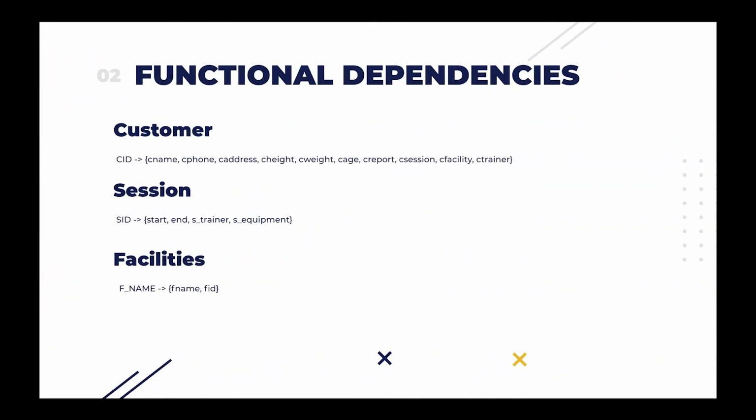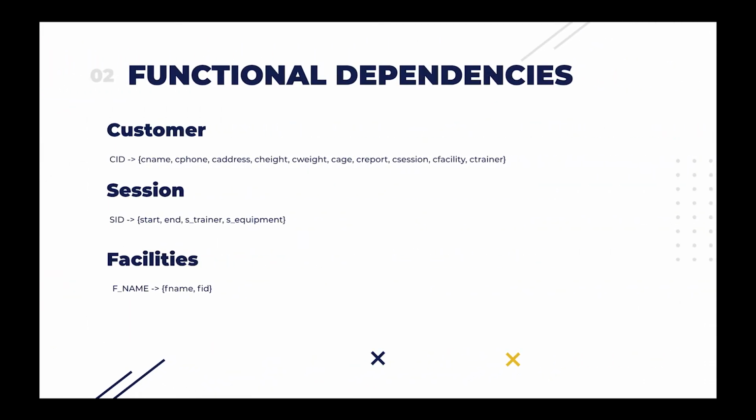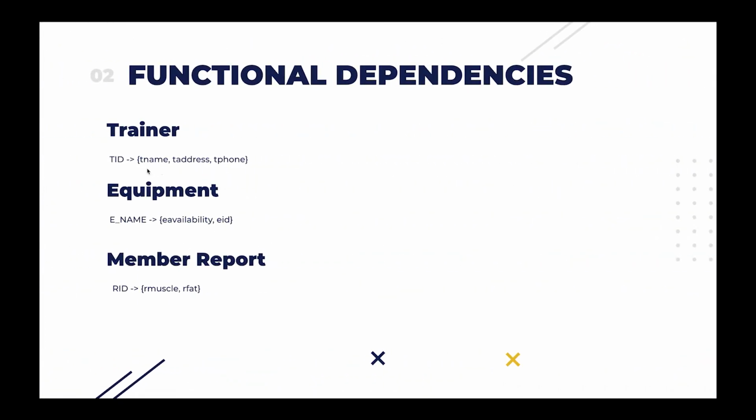So let's go to the functional dependency. Functional dependency of the customer: CID alone can determine all other attributes contained in the customer. Session ID, SID, can determine the other attributes in the session. F name can also determine the other attributes in the facilities. Trainer, TID, can determine the other attributes in trainer. Equipment, E name, equipment name, can determine the other attributes in the table. And last one, ID can determine all other attributes in member report.